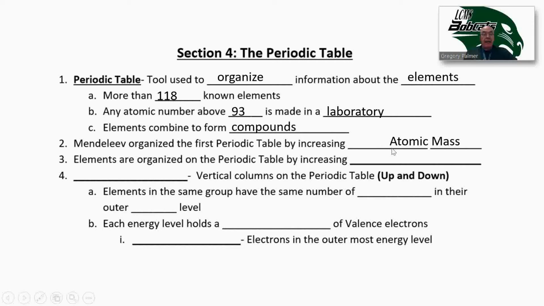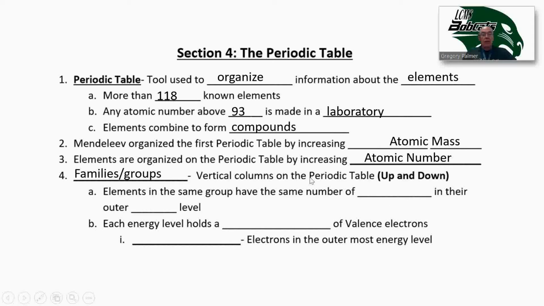So, when he was doing this, he had no way of knowing what the atomic number was. But he could find the mass of things, so he organized his elements by atomic mass. This is not the way we do it today. Today we organize them by atomic number. Now, if you look at the periodic table, organizing by atomic mass and atomic number, you end up with almost the same order. There's only a few exceptions.